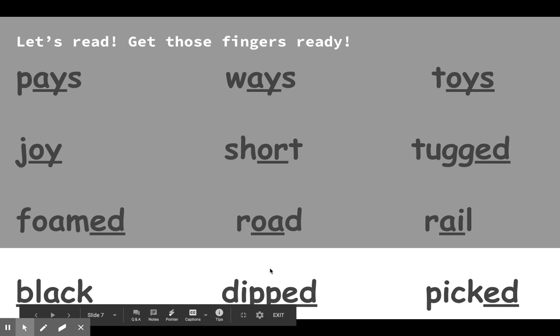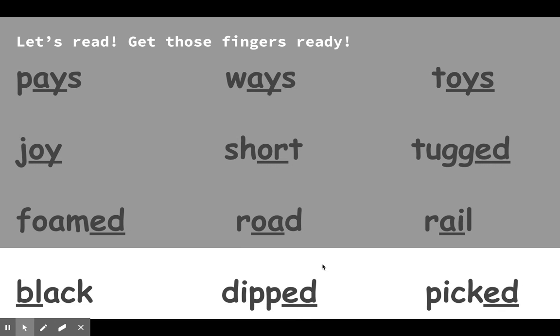What does that double P mean? There's a short vowel. Good. Let's finger spell. D-I-P-T, dipped. Like I dipped the strawberry in chocolate.